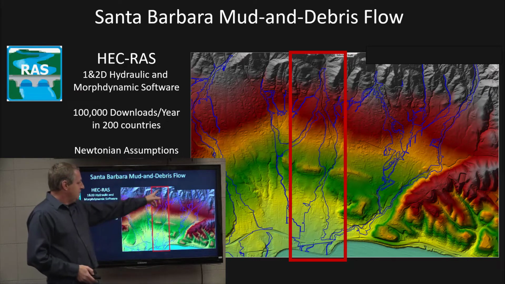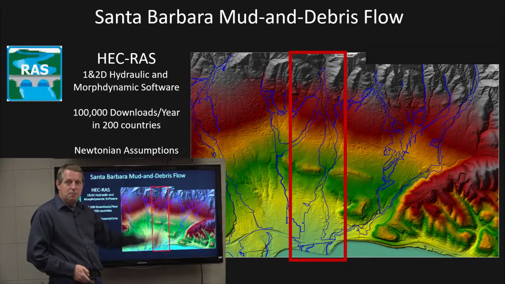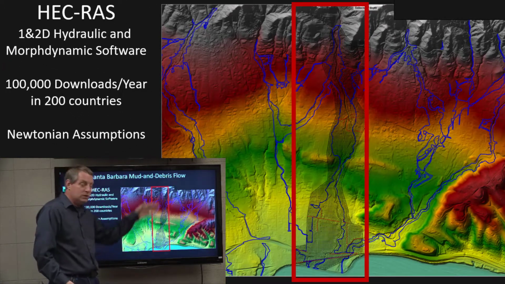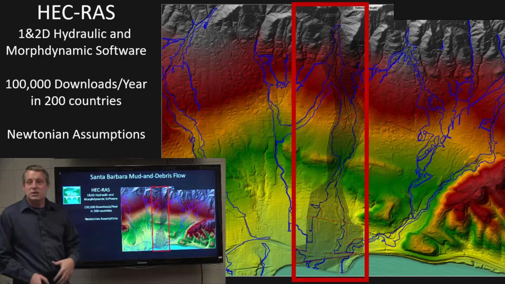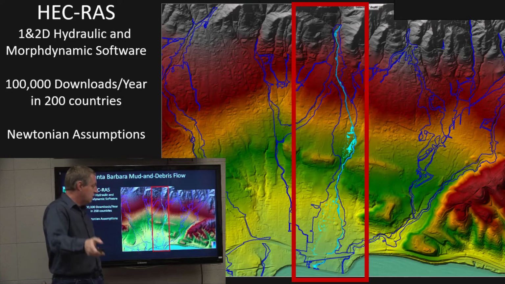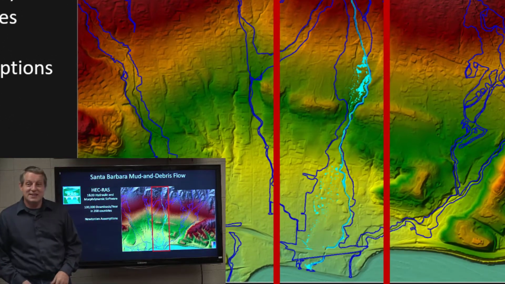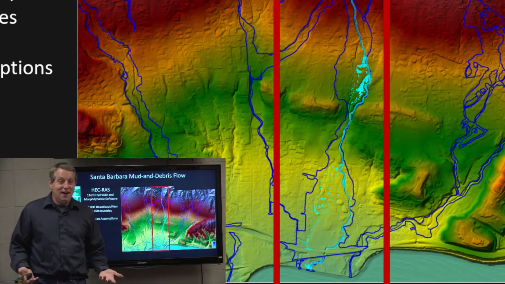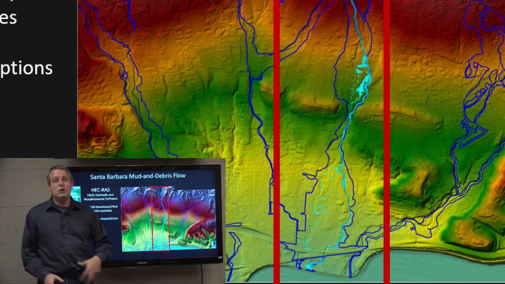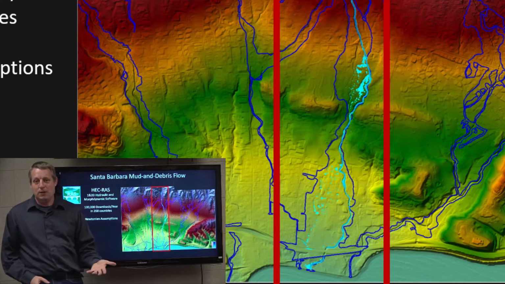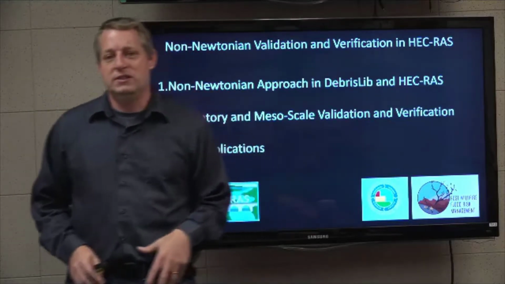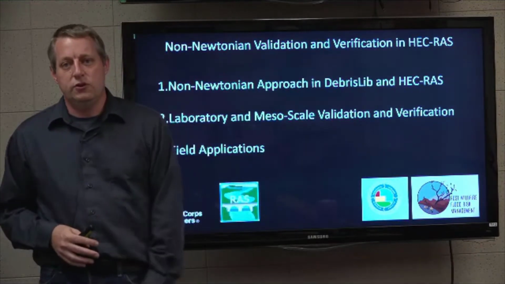And so I'm just going to show you the results for this middle watershed here, San Ysidro. We went in and we built a 2D mesh of this system, and we just modeled it with the clear water flow in HEC-RAS, and this is the result. And so what you can see is that's not very good. HEC-RAS in clear water Newtonian mode didn't perform well, didn't reproduce the damage of this event very well. And so that underlines the importance of simulating these events with non-Newtonian physics.